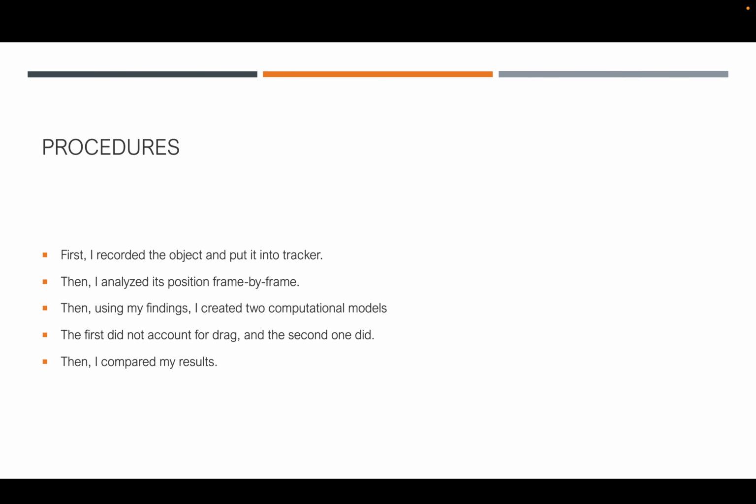Now, our procedures. First, I recorded the object and put it into tracker. And for the object, I used a ball of paper and I threw it up. Then, I analyzed its position frame by frame. Then, using my findings, I created two computational models. One accounted for drag and one did not account for drag. Then, I compared the results between them.